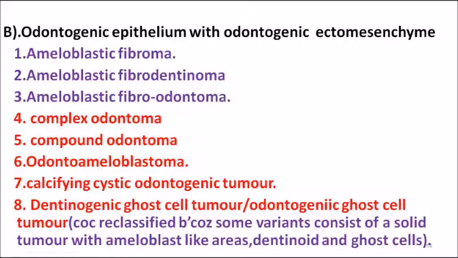So these tumors come under both origins. They have their father as epithelium and their mother as connective tissue. Remember it that way. So which all come under this? Ameloblastic fibroma, ameloblastic fibrodentinoma, fibro-odontoma, complex odontomas, compound odontomas, odontoameloblastomas, calcifying cystic odontogenic tumors, and dentinogenic ghost cell tumor.